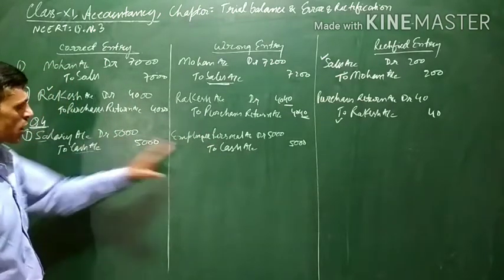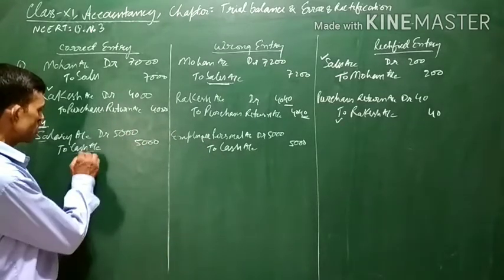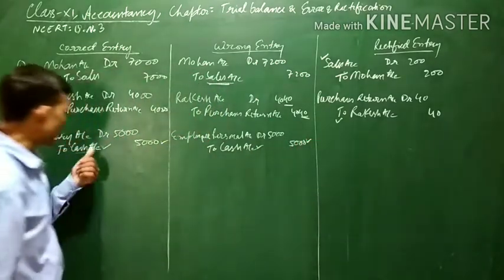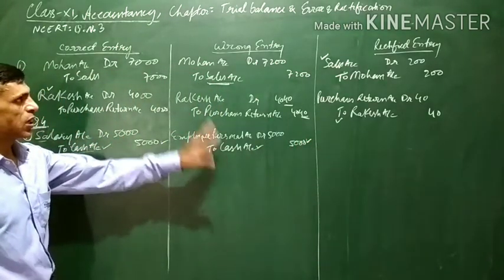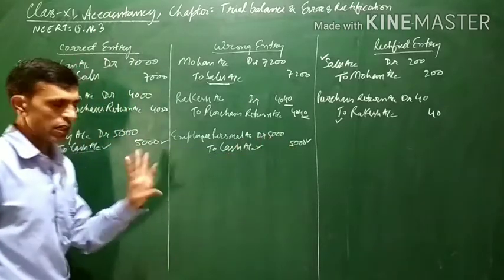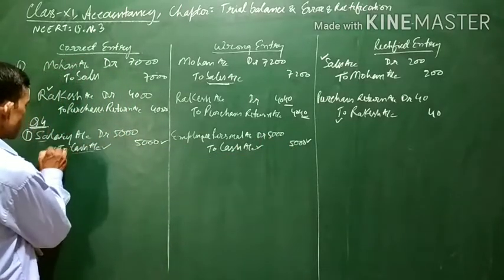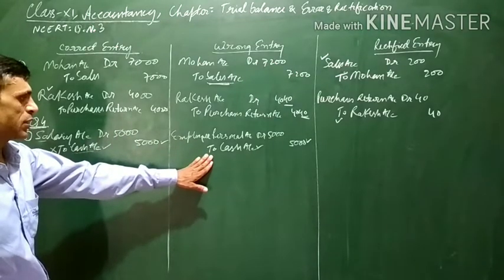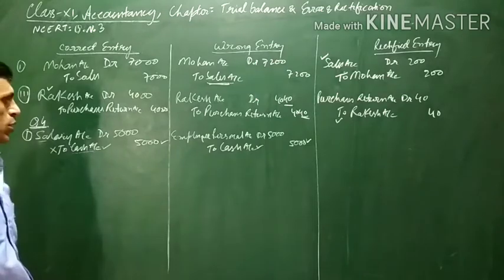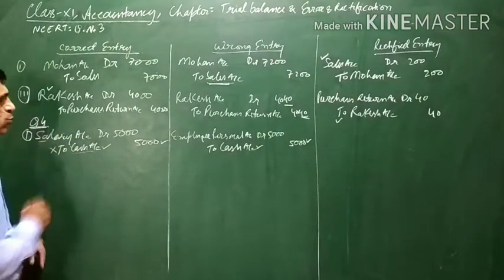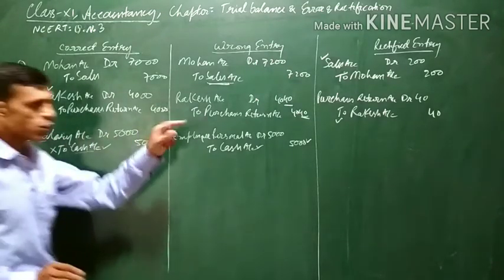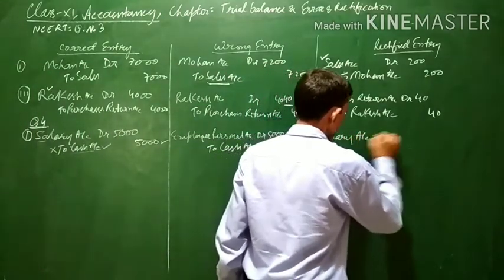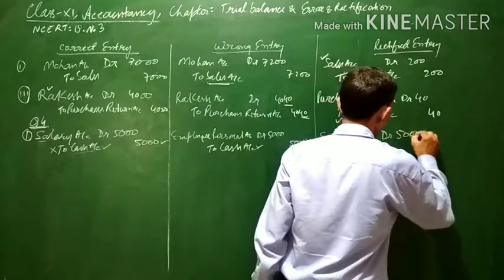The rest of the thing, the cash account, is as usual. Cash has been correctly credited in the correct entry, and in the wrong entry also the cash credit is actually correct. So here we do not have to do anything. There is nothing wrong in the cash account. What is wrong is that salary should have been debited, but it has not been debited. So we have to debit the salary account with 5,000.